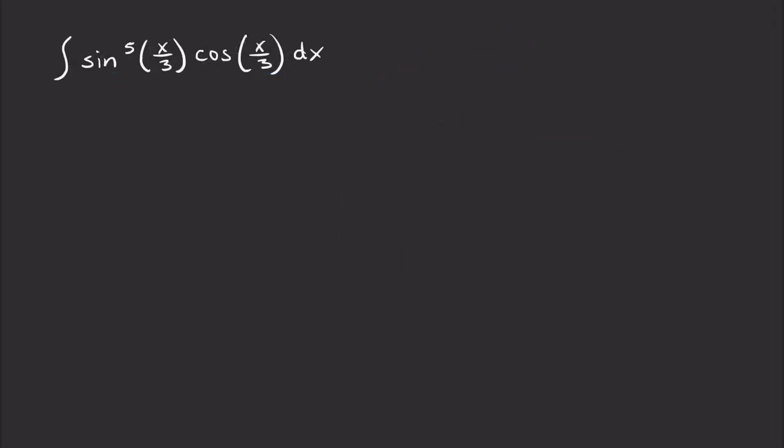Our next integral, sine to the 5th power of x over 3 times cosine of x over 3 dx. So here, we're going to let u equal sine of x over 3. And so you can already see that when we take the derivative of this, we're going to get a cosine, and that's going to take care of this cosine term. Okay, so as we go through this, hopefully you get better at seeing this.